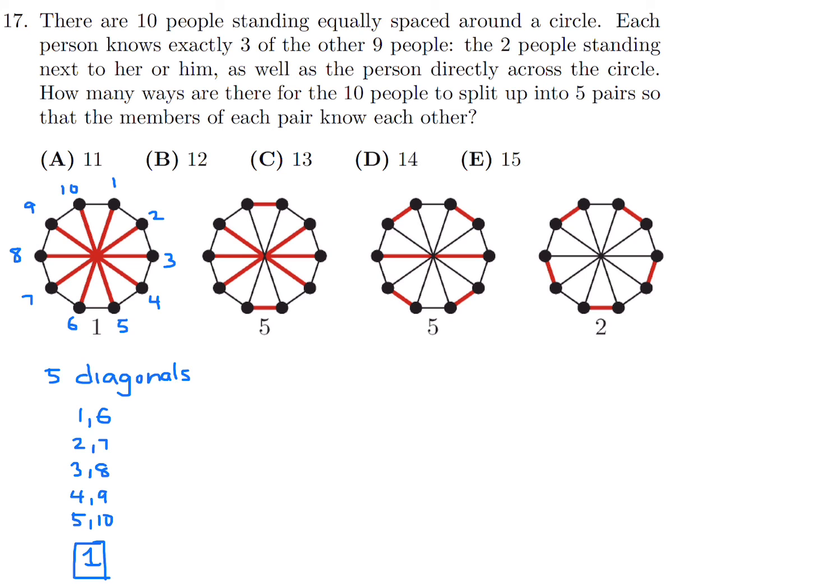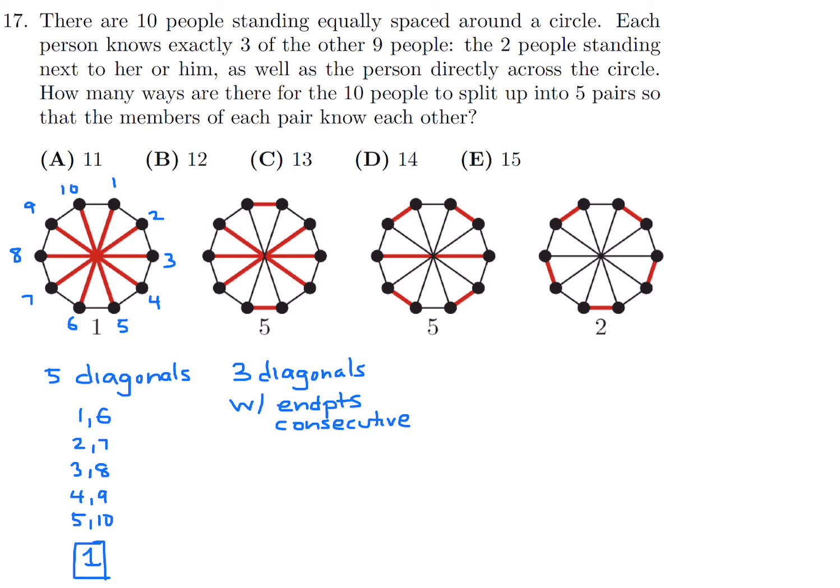Now, how about 4 diagonals? 4 diagonals doesn't work, because if I use 1, 2, 3, 4, there's only 2 people left, 10 and 5, so they must go together. So 4 diagonals is basically like 5 diagonals. Now let's move to 3 diagonals, which is what this is illustrating. And not only is it 3 diagonals, but it's also 3 diagonals in a very specific form. You'll notice that the endpoints are consecutive. So not only do you have 3 diagonals, you have 3 diagonals with endpoints that are consecutive. Otherwise, it doesn't work.